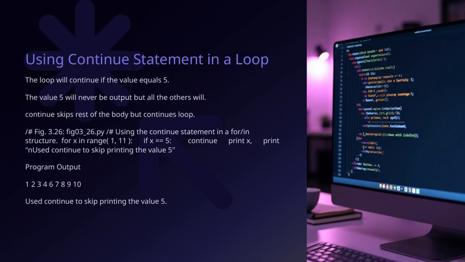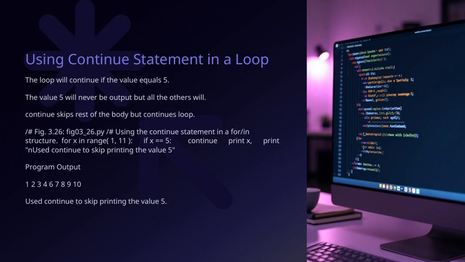Well, the number 5 is never printed out, but all the other numbers from 1 to 10, except 5, are displayed. This demonstrates how continue can be used to selectively skip certain values during iteration without stopping the entire loop. It's a powerful way to control the flow, especially when you want to ignore specific cases without breaking out of the loop completely.